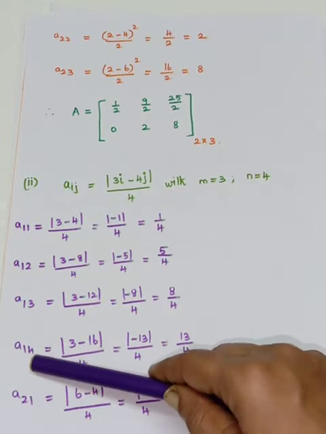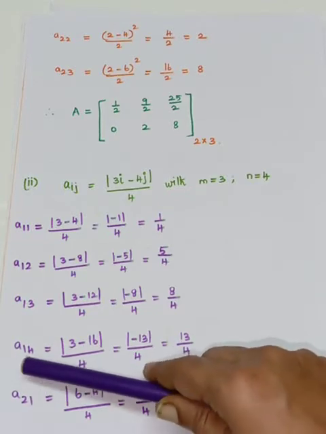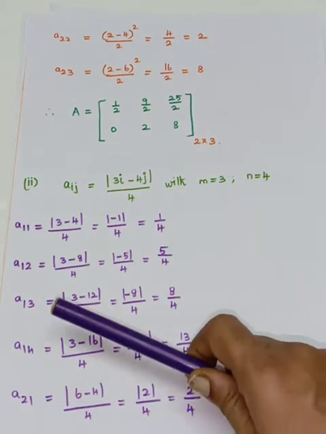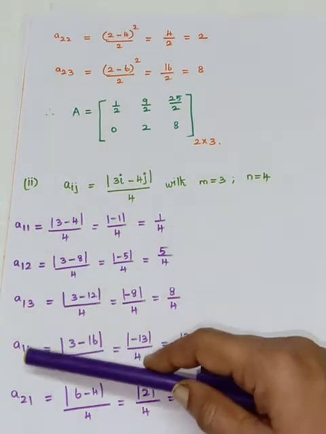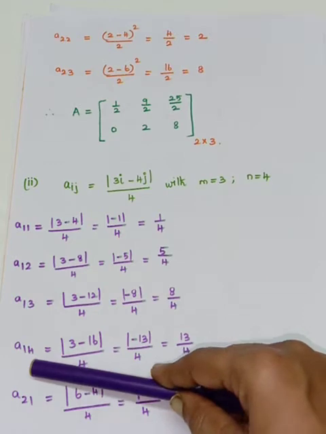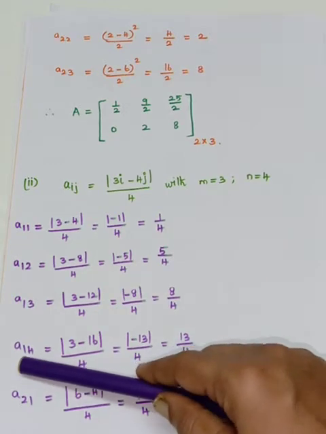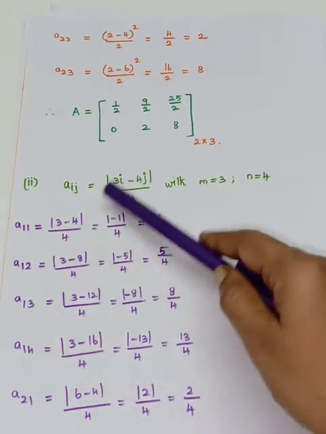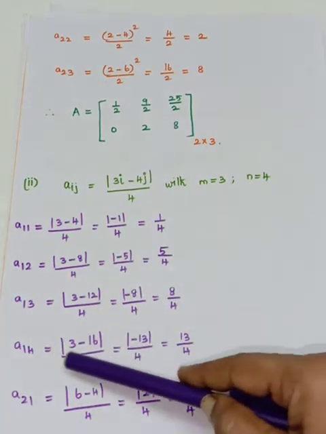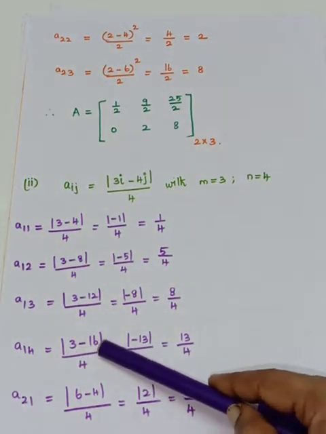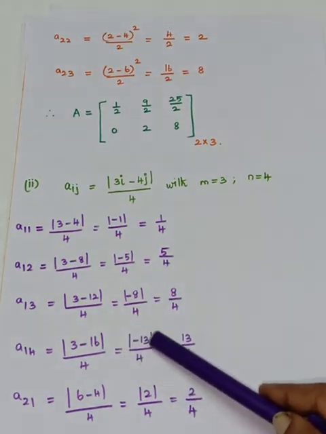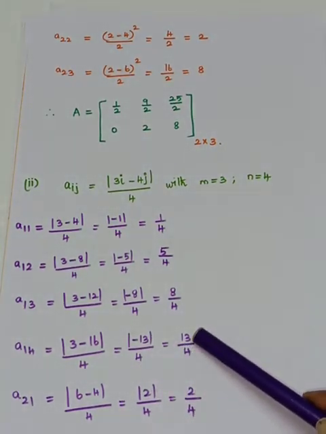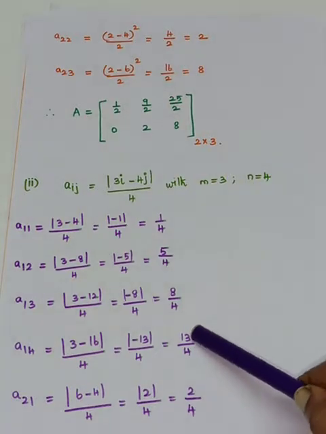Okay. So I have written here A14. Why have I chosen this element? Because this is the element present in the first row, fourth column. Here the number of columns is 4. So A14 has to be written. In the place of i is 1, in the place of j is 4. So when you substitute here, modulus of 3 minus 4 4s are 16. So 3 minus 16 is minus 13 within the modulus, divided by 4. So modulus of minus 13 is 13 by 4.